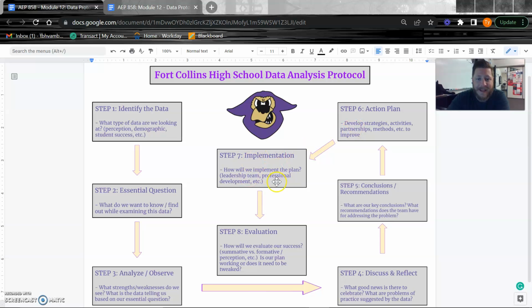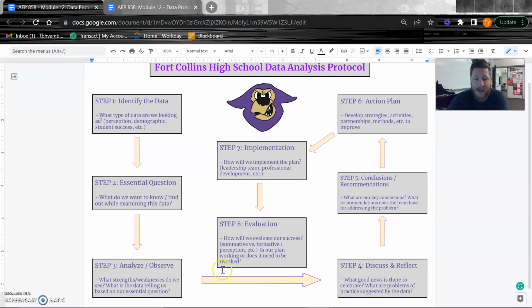Step seven is down to implementation. So discussing how will we implement the plan, what's the best course of action, how are we going to make it happen. So whether that's like the leadership team, it's more of their responsibility, whether that's going to be able to be accomplished through professional development opportunities, whatever it is. And then step eight being evaluation. How will we evaluate our success? How are we going to gather data on knowing whether it's successful or not? Is our plan working? And does it need to be tweaked?